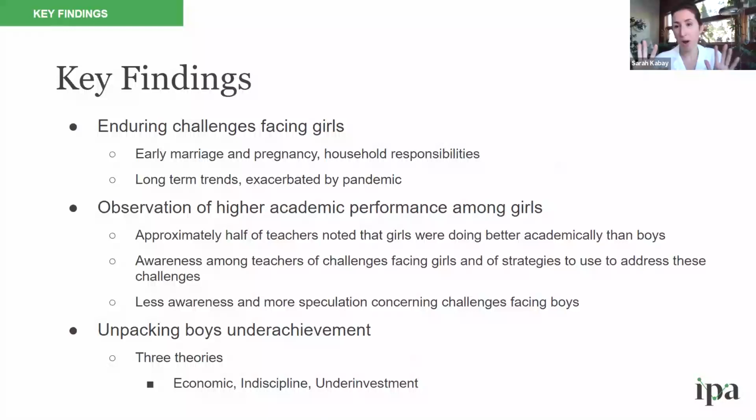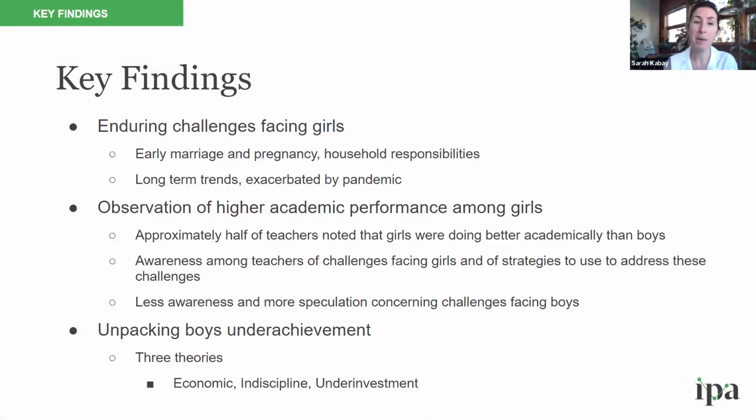So just to quickly give a broad sense of our key findings, a really important starting point is that these stakeholders are recognizing the enduring challenges facing girls. This is related to early marriage and pregnancy, but also girls' household responsibilities, all of these being critically important for girls' ability to engage meaningfully in education. These are both long-term trends, but also potentially exacerbated by the pandemic. So that's a really important starting point, that this was broadly recognized by these respondents.